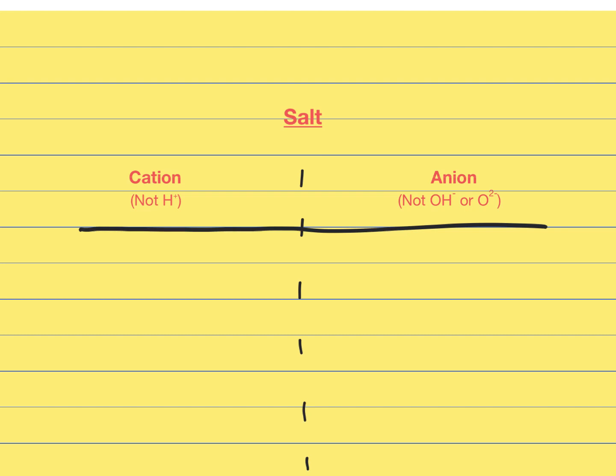Let me try a different way of approaching how to determine if a salt is an acid salt, a base salt, or a neutral salt. The first thing you have to do is recognize a salt. A salt is an ionic compound.